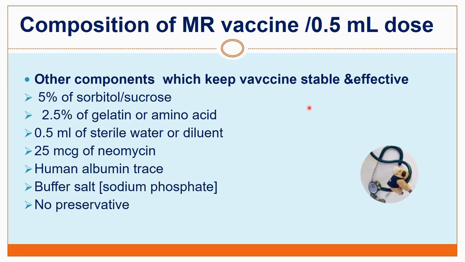The other composition of this viral vaccine is 5% of sorbitol or sucrose, 2.5% of gelatin or amino acid, 0.5 ml of sterile water, that is diluent, 25 microgram of neomycin, human albumin trace, there is a buffer salt which is sodium phosphate, and there is no preservative. So all these components help to keep the vaccine more stable and effective.